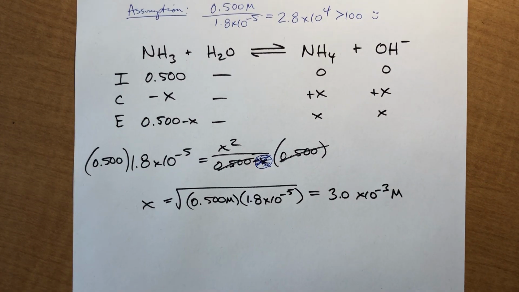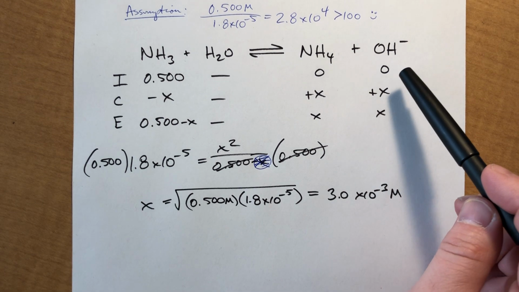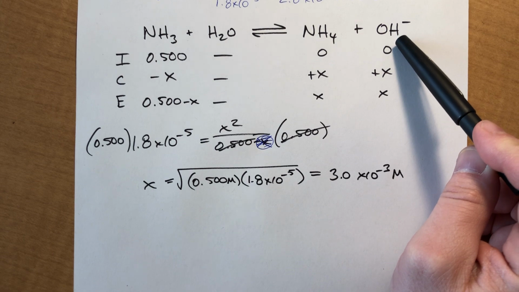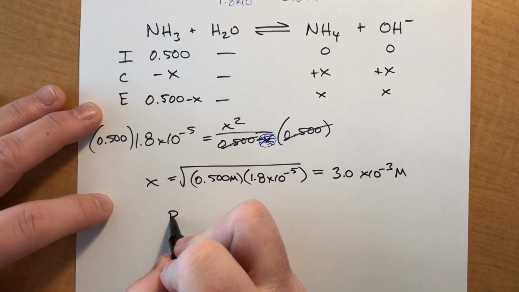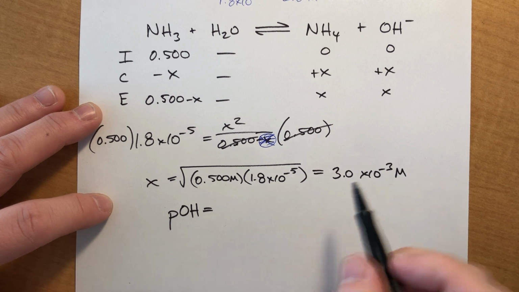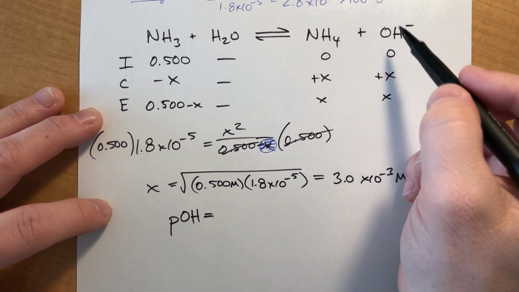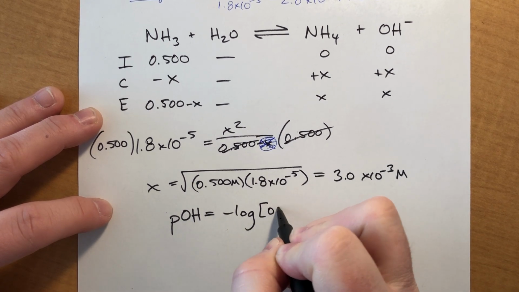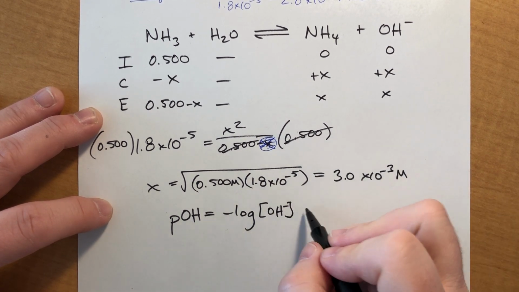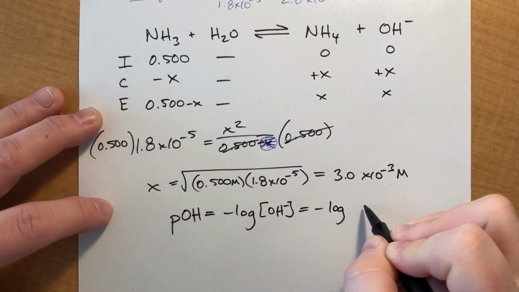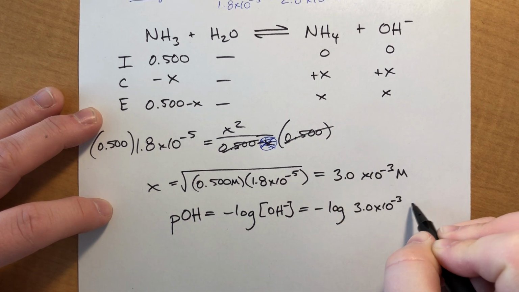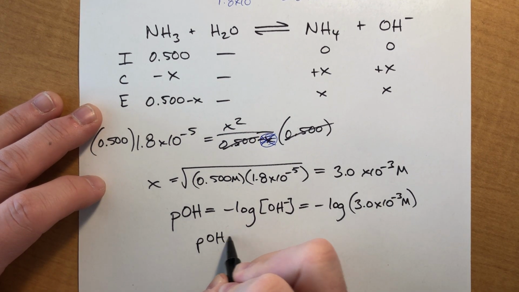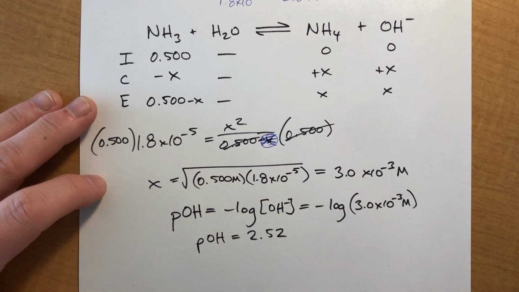molar. The reason this is useful in this particular case is because this is a base, so x is equal to the concentration of OH-. So we're going to have to take the pOH first because pH is the negative log of H3O+. We don't have H3O+, we have OH-. So pOH is the negative log of the concentration of OH-, which we just solved for, is 3.0 times 10 to the negative third.